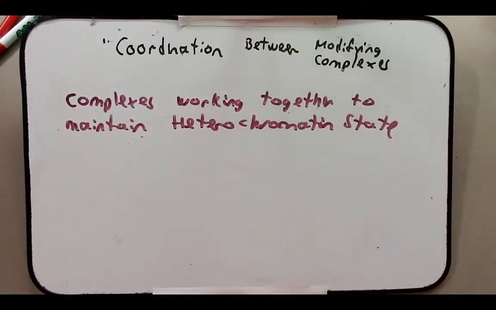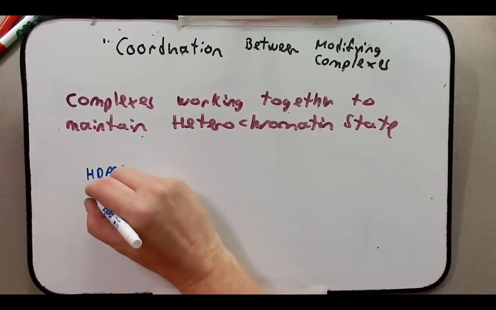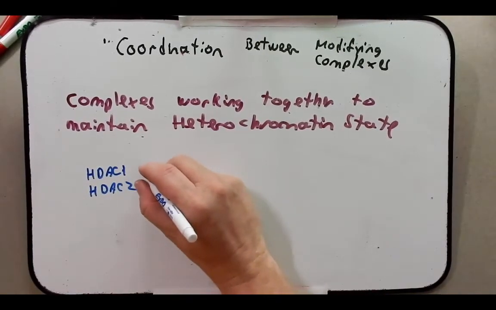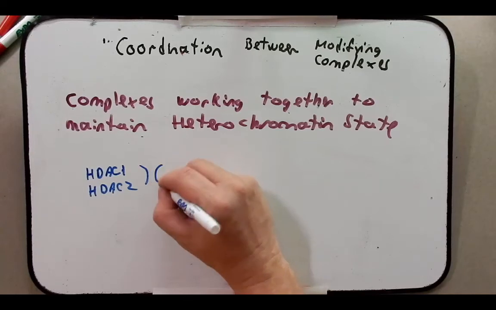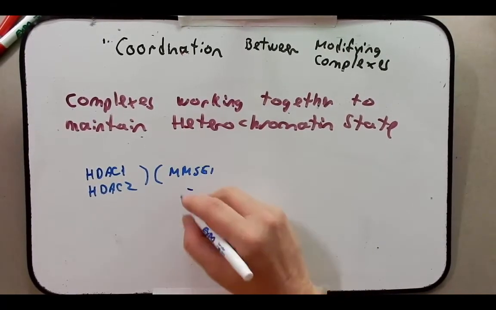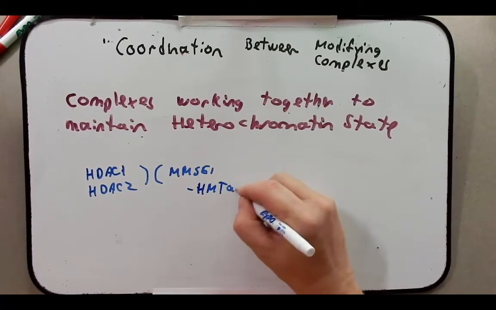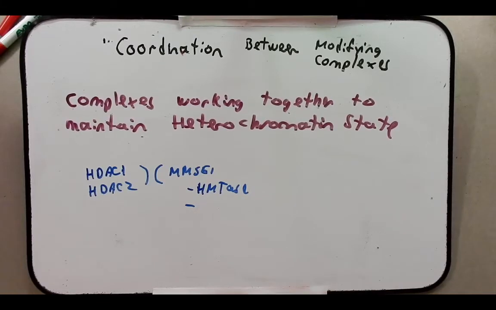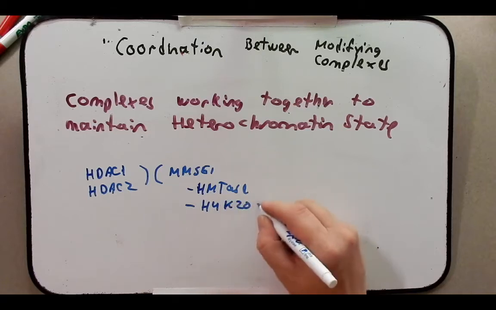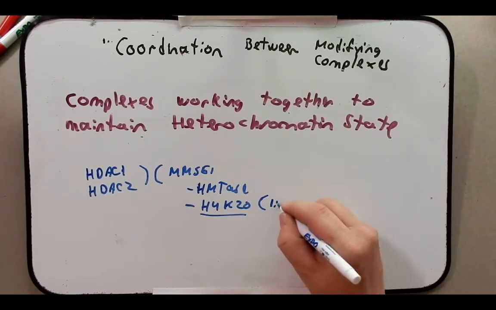And for this, what I want to tell you is that HDAC1, the histone deacetylase, and HDAC2, both of them associate with this complex called MMSE1. MMSE1 is a histone methyltransferase, and it adds a methyl group to histone 4, lysine 20. And we haven't talked about this one much yet, but it is linked to repression.